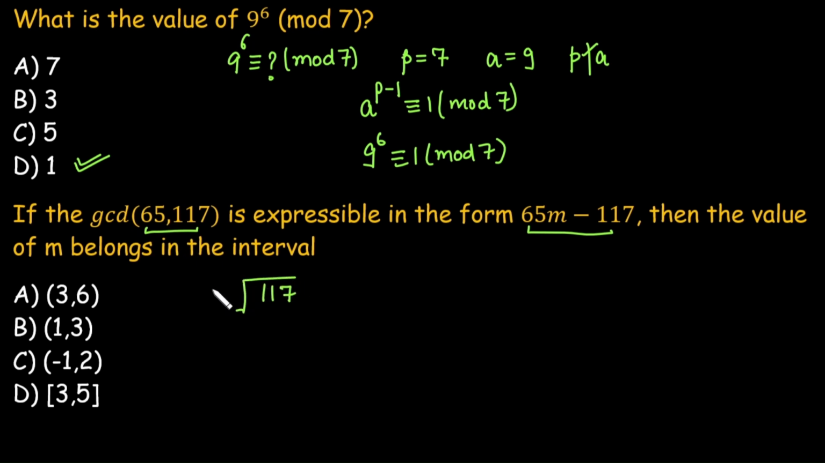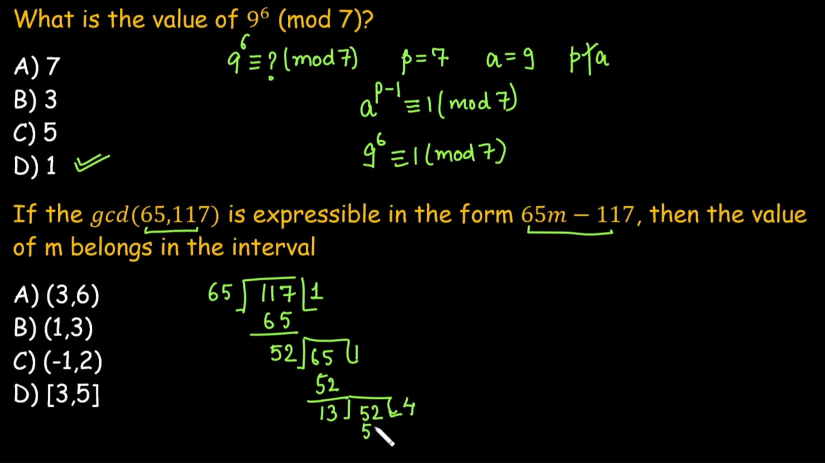117, when divided by 65, what is the quotient and remainder? Quotient is 1 and remainder is 52. Now divide the 65 with the last remainder. Quotient is 1 and the remainder is 13. Now again divide 52 by the last remainder 13. Quotient is 4 and the remainder is 0. Once the remainder is 0, whatever the last remainder we have, that is the GCD of the two given numbers. In this case, the GCD of 65 and 117 is equal to 13.